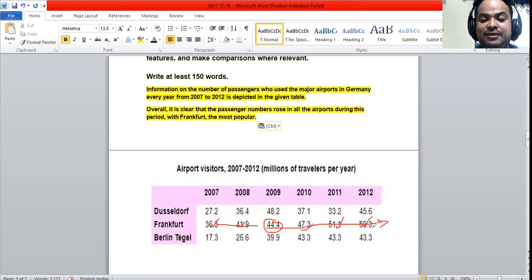It was always increasing. And it's not the case of this point. You can say that that's a favorite, that's the most popular airport. So definitely you can say that. So Frankfurt, the most popular or most favorite for these passengers.